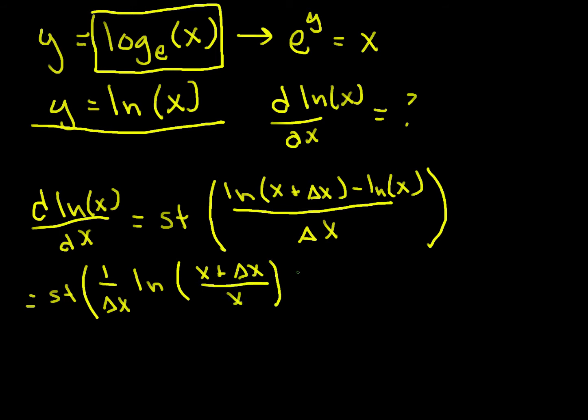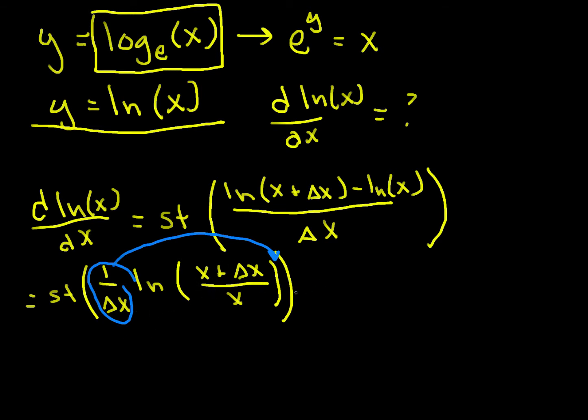Remember our quotient rule for logs says that if I've got a quotient on the inside, that's the same as the natural log of x plus delta x minus the natural log of the denominator. That's what we have here, so that simplifies to that. And then we also have our rule that constants in the front of our logs come in and become our exponent. So I can bring that in, and I'm going to do a little simplification here.